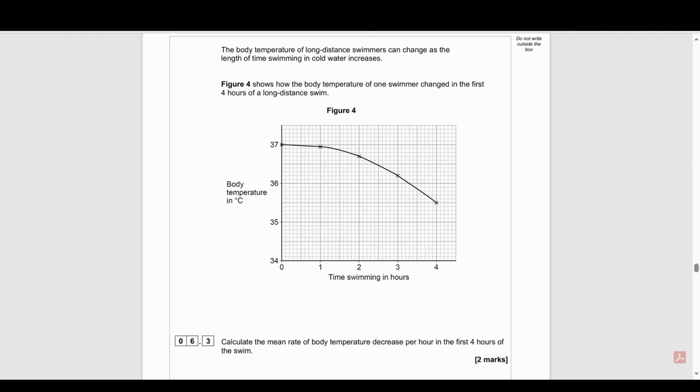The body temperature of long-distance swimmers can change as the length of time swimming in cold water increases. Figure 4 shows how the body temperature of one swimmer changed in the first 4 hours of a long-distance swim. So looking at the graph now, our x-axis is telling us the time swimming in hours, our y-axis is the body temperature in degrees Celsius. What we can notice from the points is the body temperature decreases as the time swimming passes.